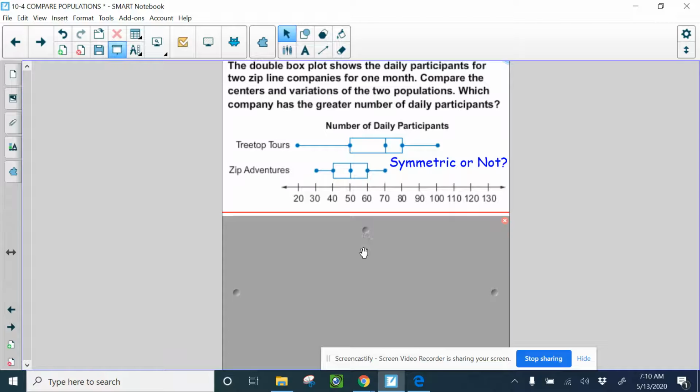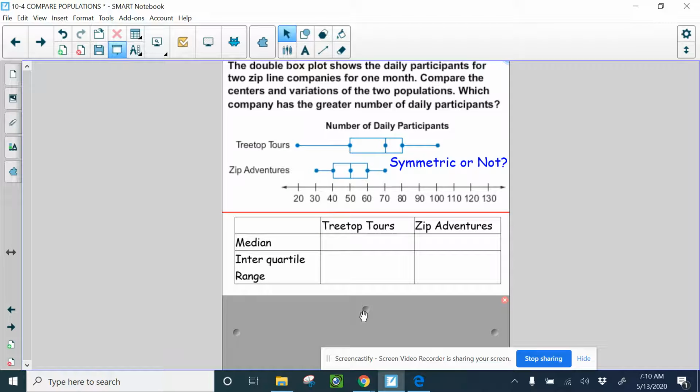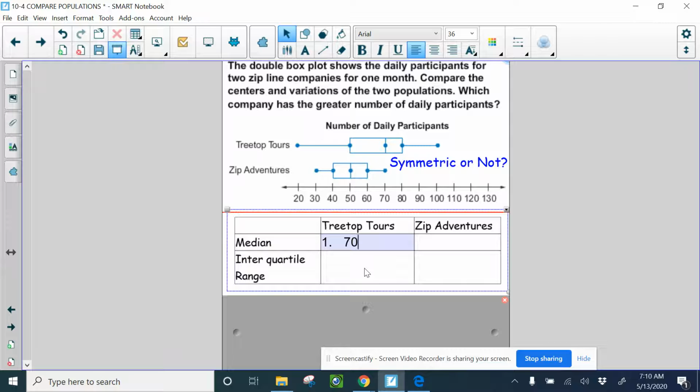So if I want to find the median and the interquartile range, you guys are going to be answering all of these questions for me, but I'm going to do Treetop Tours and you'll do Zip Adventures. Treetop Tours' median would be the line inside the box, which matches up with 70 on my number line. The interquartile range is the difference between the left side of the box, my first quartile, and the right side of my box, my third quartile. So I would have 80 minus 50, which equals 30.